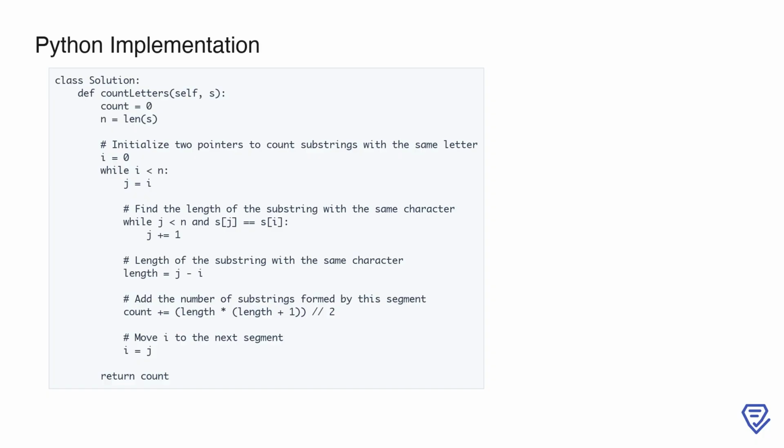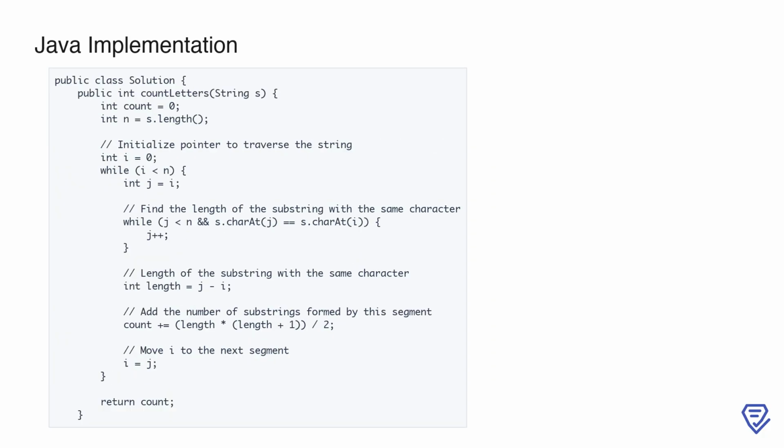This approach is efficient, with a linear time complexity of O(n), as each character is visited at most twice. Here, we have the Java implementation of the solution. The method countLetters takes a string s as input and returns an integer representing the total number of substrings that contain only one distinct letter.